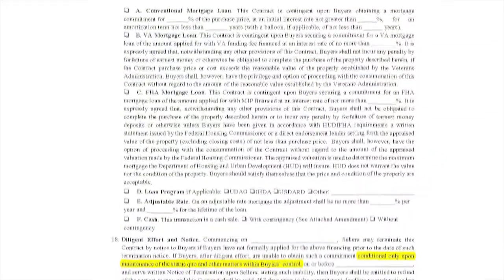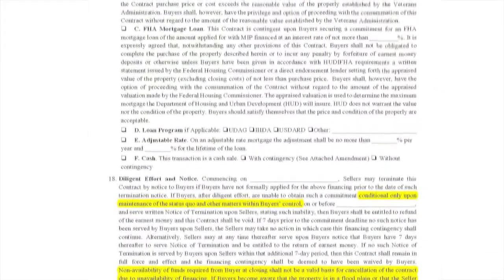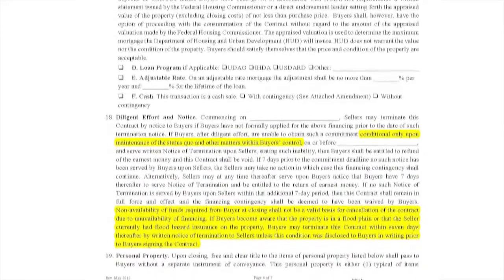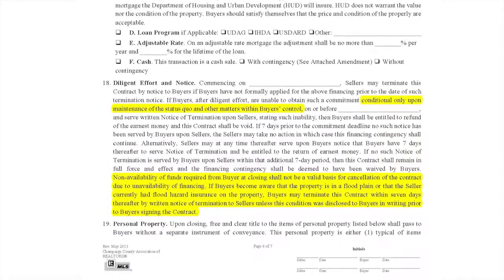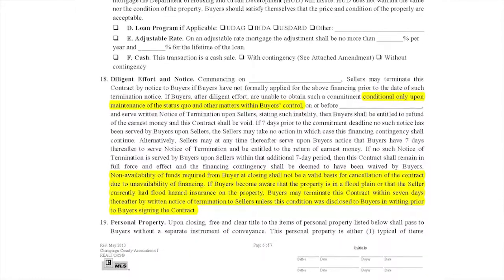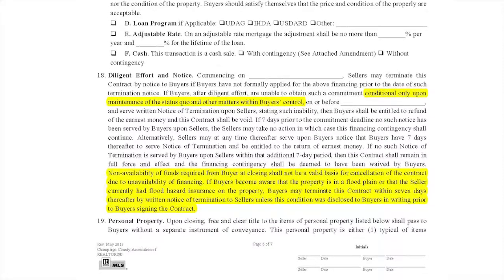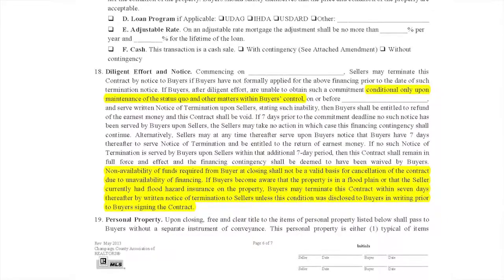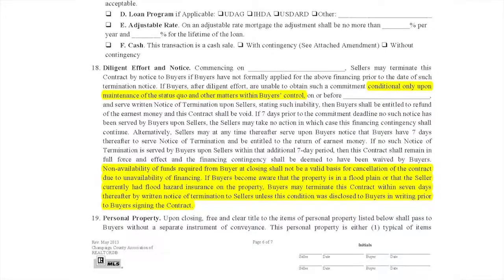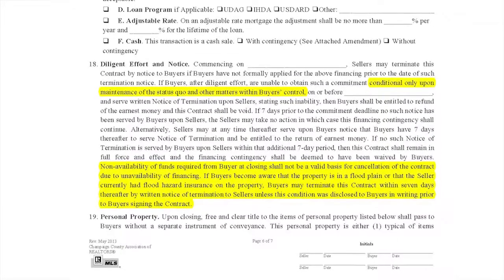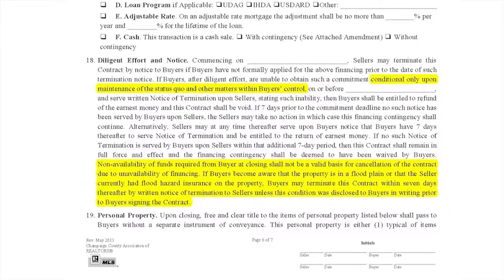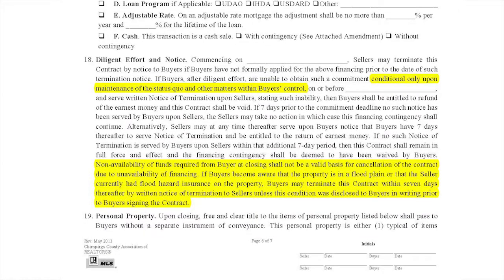16 hasn't changed. 17 is largely unchanged. We still have our 7-day dance on paragraph 18. However, 18 does have a couple of exciting options, a couple of exciting updates. We had no real qualification for what a financing commitment was. And that was a problem. So this is a little more specific.